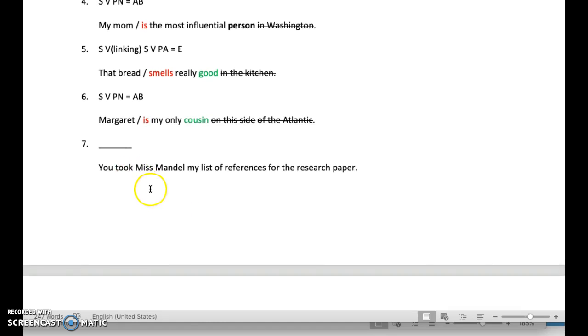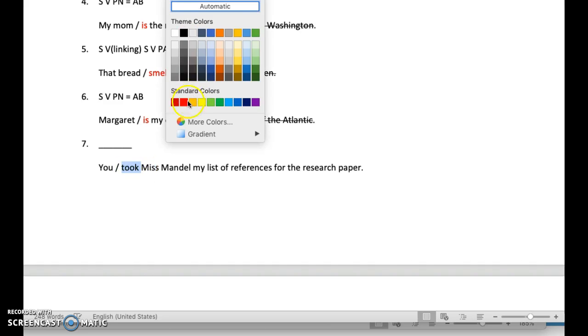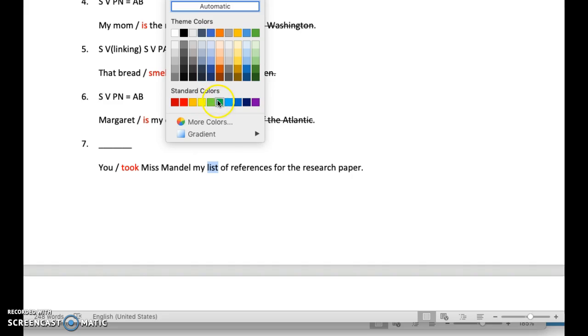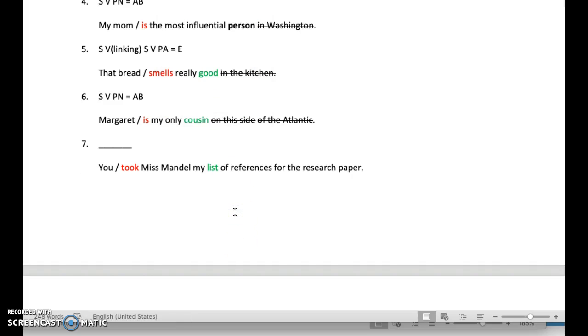All right, let's take a look at this one. So I'm going to put a slash between subject and verb. Here's my main verb, took, and that is action. So what did you take? Oh, I took the list. All right, so that is going to be one of the complements, definitely, the list. That's a direct object. Here's a prep phrase. Let's get rid of that little thing, thin that out of there.